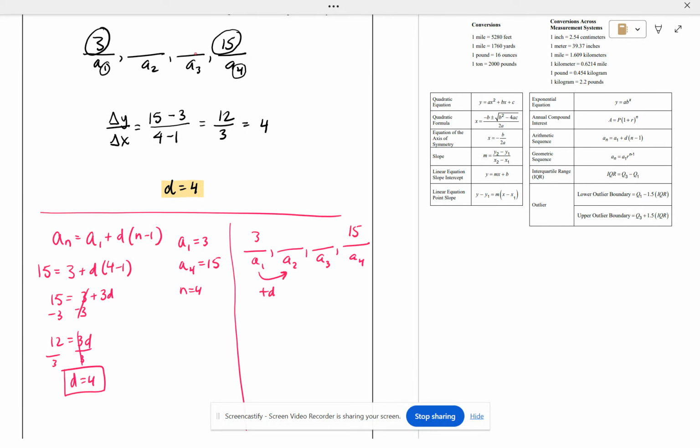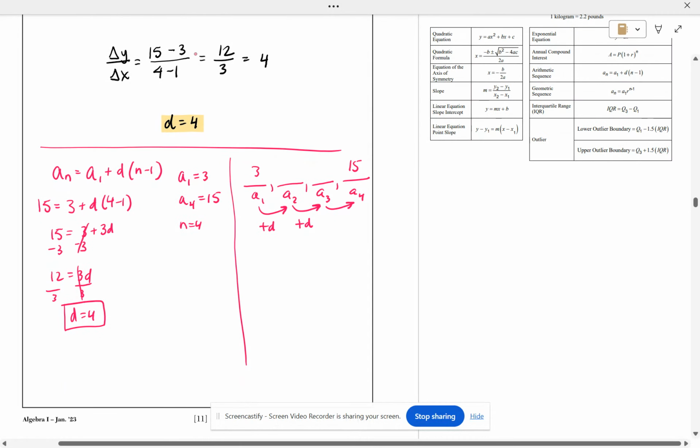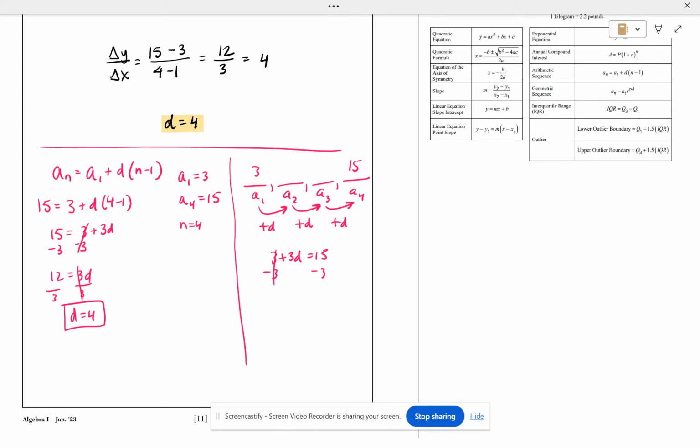term, I have to add some unknown d. To get from the second term to the third term, I have to add some unknown d. To get from the third term to the fourth term, I have to add some unknown d. 3 plus 3d equals 15. And then you could just solve for it that way. So there are so many ways to reason through a problem like this.